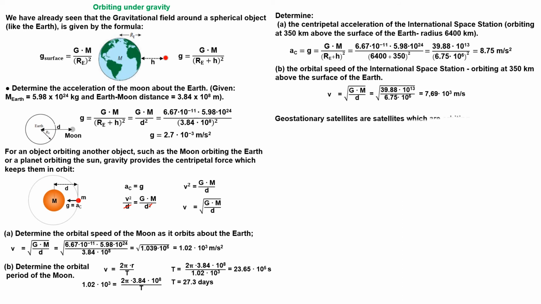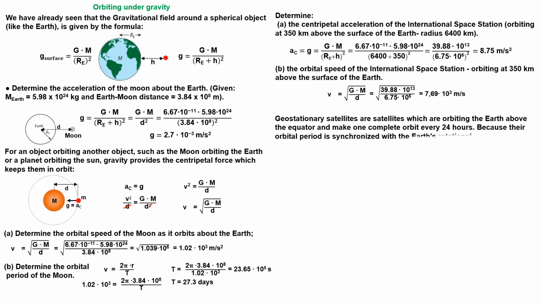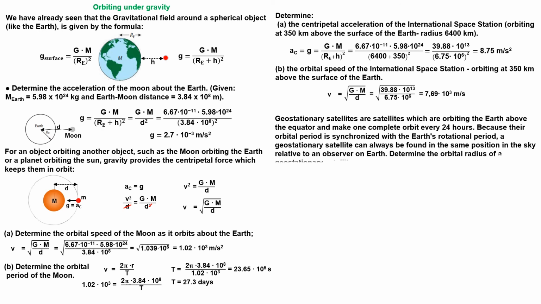Geostationary satellites are satellites which are orbiting the Earth above the equator and make one complete orbit every 24 hours. Because their orbital period is synchronized with the Earth's rotational period, a geostationary satellite can always be found in the same position in the sky relative to an observer on Earth. Determine the orbital radius of a geostationary satellite.